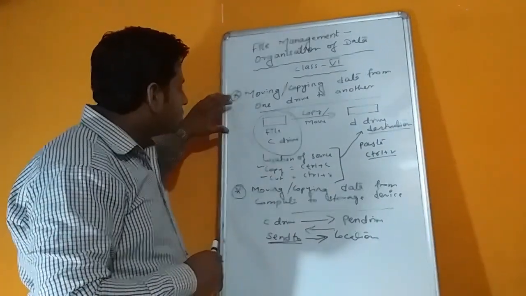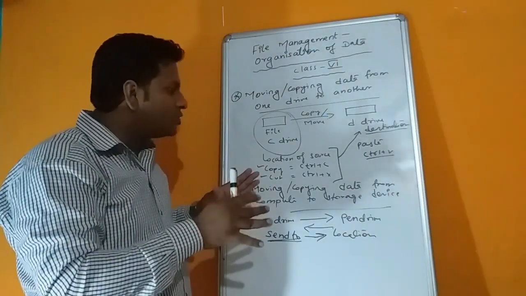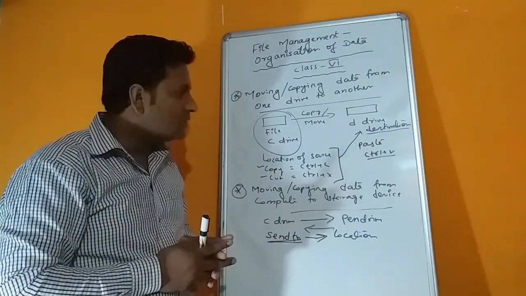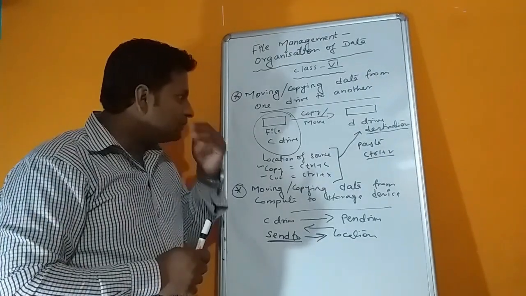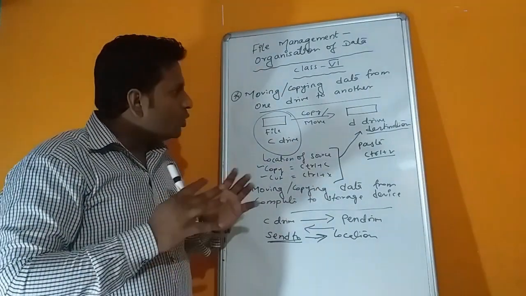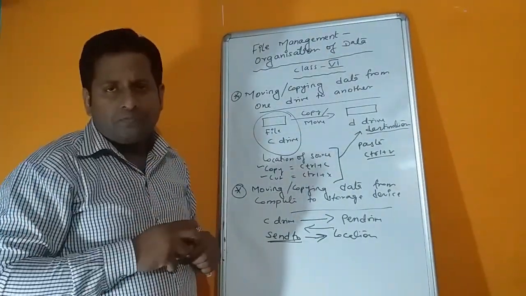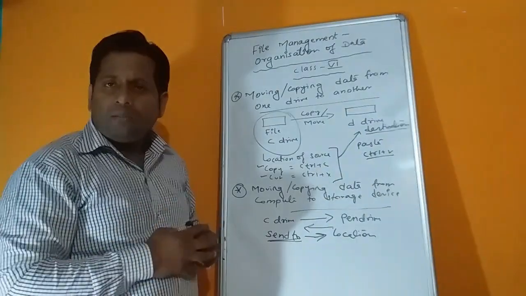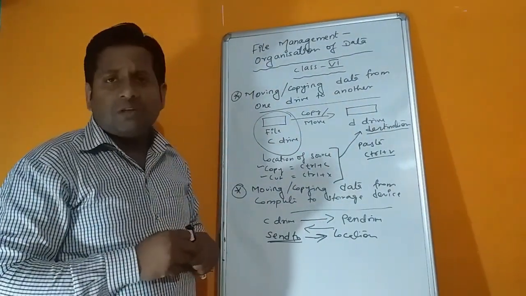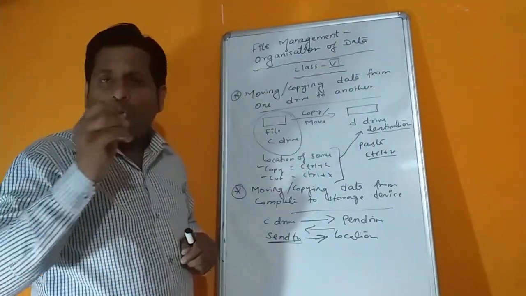So we can use moving or copying for data from one drive to another within a computer, or from the computer to any other external storage device. Children, one more thing about this copying and moving feature. Suppose you have a movie in your computer and you want to copy it to a pen drive, and the movie's size is around 2 GB or maybe 1.5 GB. It will take around 5 to 10 minutes to copy.